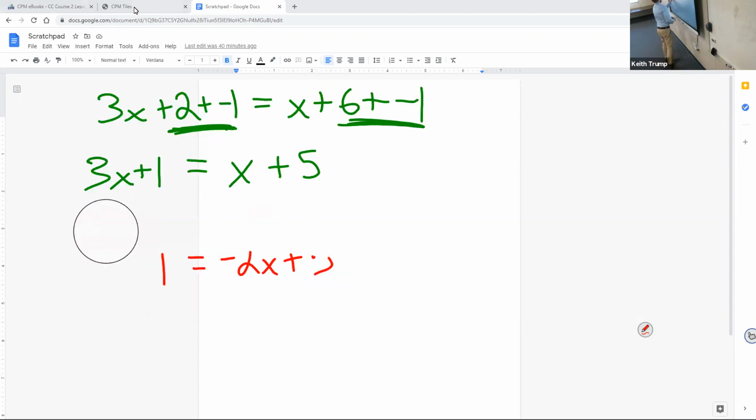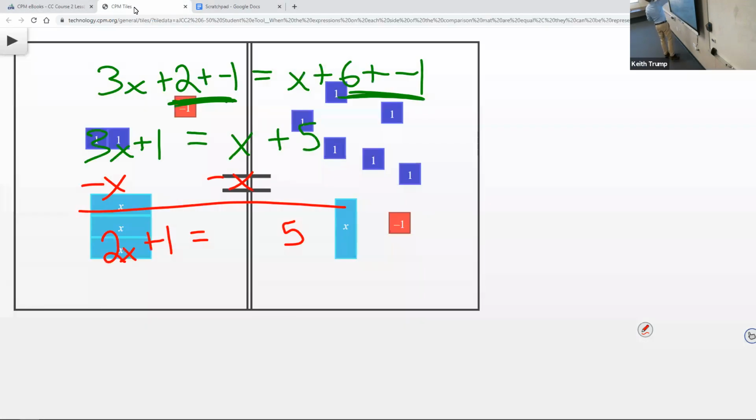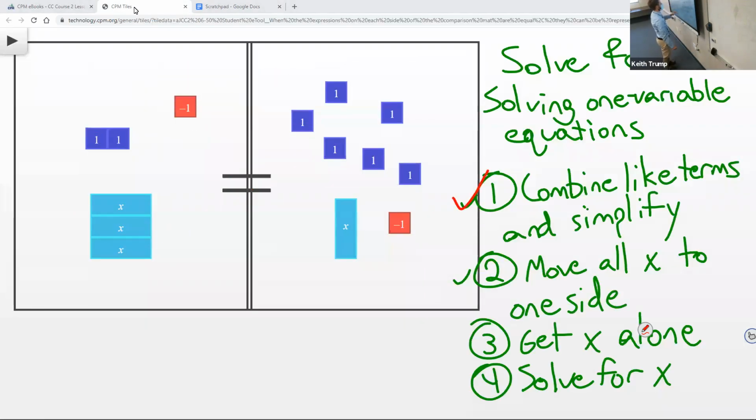So I'm gonna redo what I just erased, and I'm gonna subtract x from both sides. And so x minus x is 0 plus 5. This is going to be 2x plus 1, but I don't need to write 0 plus 5. I can just have 5 there, okay? I also don't need to have that space there. I could move the 5 over like that, but I'm leaving it here so that you all see that x minus x is 0, okay? So we have simplified, or we've combined like terms and simplified. We've moved all of the x's to one side.